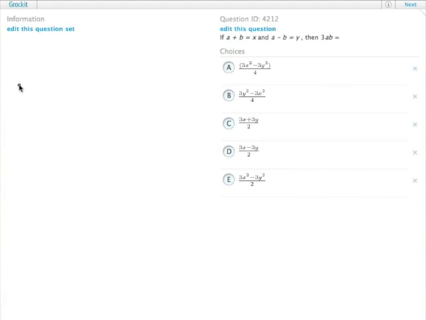Here we have to do a couple of equations in order to factor out individually the values of a and b. We can do that by simply adding and subtracting these two equations from each other to isolate a and b. First, let's figure out what a equals.